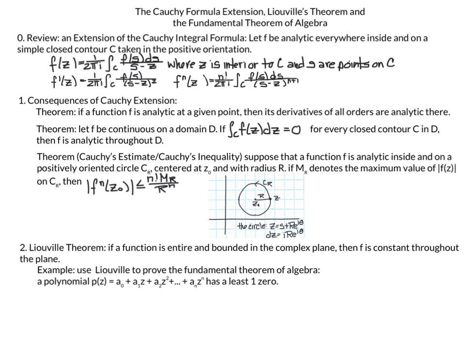The third theorem was Cauchy's estimate, also called Cauchy's inequality. Suppose that a function f is analytic inside and on a positively oriented circle C_R, of radius R, centered at z naught. If M sub R denotes the maximum value of the modulus of f of z on C_R, then the modulus of the nth derivative evaluated at z naught is less than or equal to n factorial M sub R over R to the n. And finally, we had Liouville's theorem. If a function is entire and bounded in the complex plane, then f is constant throughout the plane. So that's it for this video. Thank you for watching.